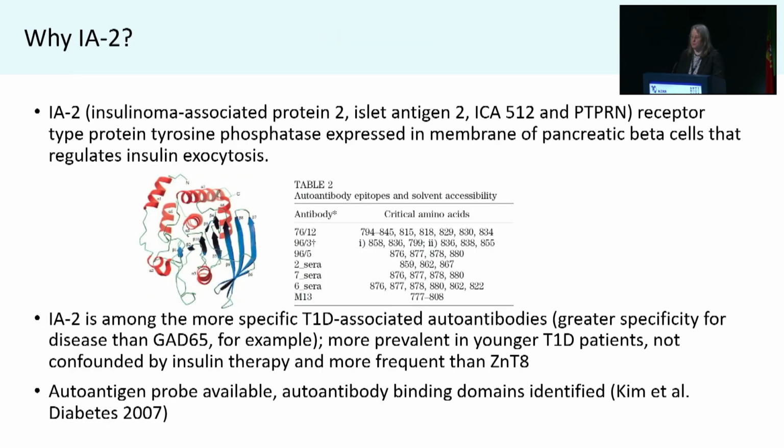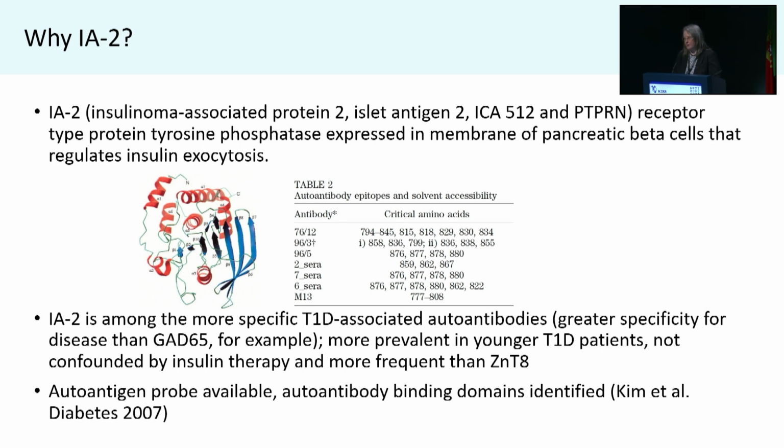IA2 is one of the 4 classical T1D-associated autoantigens, but it's a receptor protein tyrosine kinase that is enzymatically inactive, but is involved in the transport or in the regulation of insulin exocytosis. The reason we think it's a useful antigen is that it has greater specificity for T1D disease than, say, GAD65. It's more prevalent in younger T1D patients.